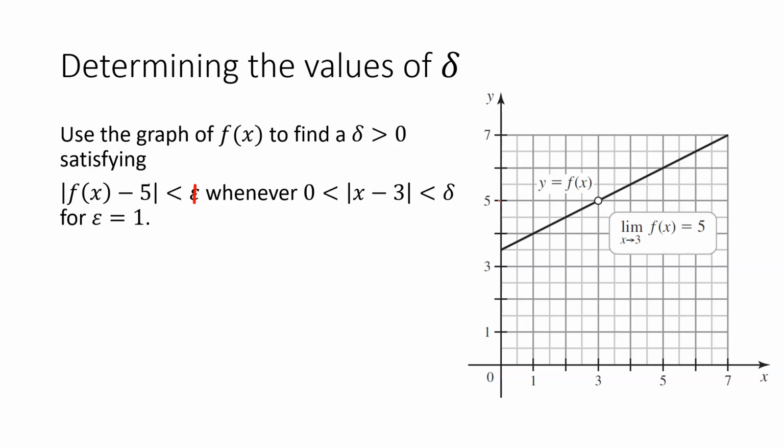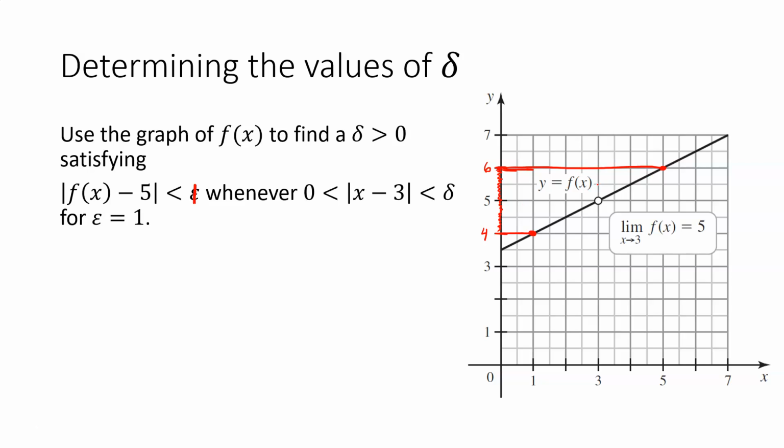So that means we're going to go a distance of 1 away from 5 on the y-axis here. So we'll go up 1 and down 1. And so here's our little epsilon window that we're going to build around 5. And so we want to know, what does delta need to be so that the function values are always within a distance of 1 from 5? So we're looking for the x values that go with the y values in this particular window.